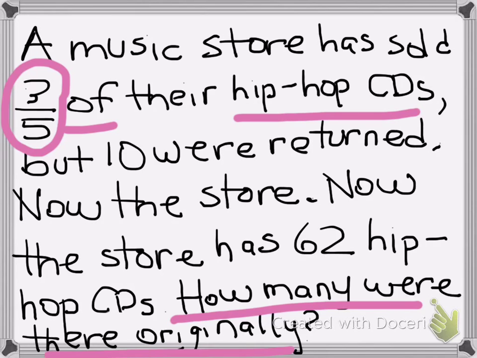Then it says 10 were returned. So if they've sold 3/5 of their hip-hop CDs, but 10 were returned, we would need to subtract those 10 from what they sold because they were returned. So we would need to set it up as 3/5 times h minus 10, based on that part of the sentence.